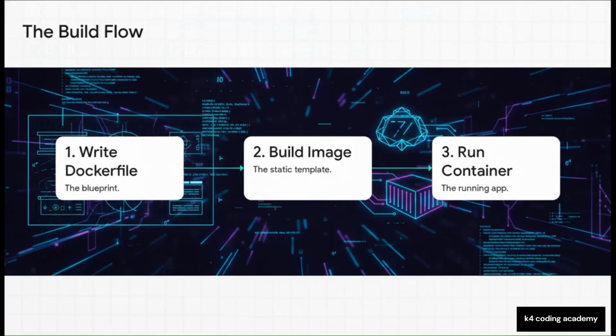The whole process is this beautiful three-step flow. First, you write the Dockerfile. That's our blueprint. Second, you use the build command to turn that blueprint into a static, packaged thing called a Docker image. And finally, you run that image, which fires it up as a live, active Docker container. So just remember: write, build, run. It's a clean path from a blueprint to a template to a real running app.